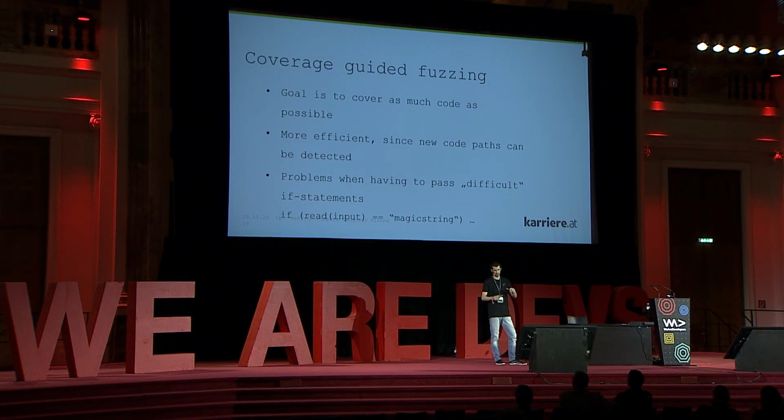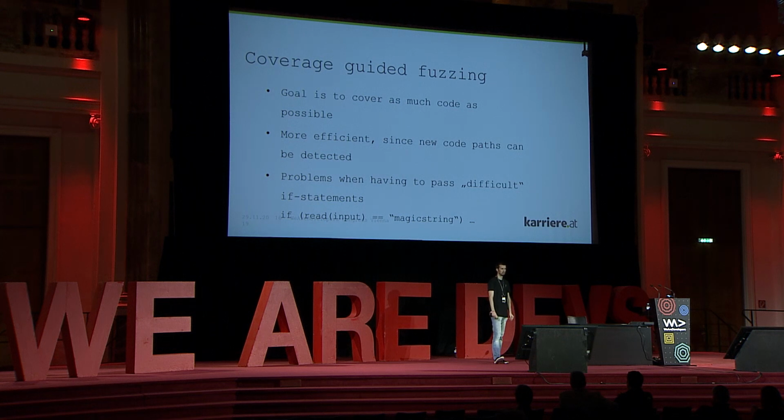So what are coverage-guided fuzzers? The goal of a coverage-guided fuzzer is to cover as much code as possible. If you're writing unit tests for your software, your goal is probably also to achieve 100% code coverage, so every single line of your source code is covered with a unit test. The same is true for coverage-guided fuzzers. You want to be in every part of the fuzzed application. You want to test every bit of it, every code path.